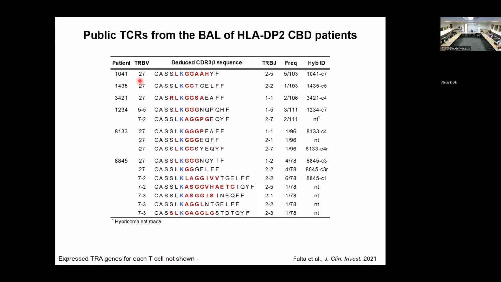For each patient, you have this clone, for example, 1041, that expresses this V beta, this J beta. This is how many times it turned up in our sample and whether we made a hybridoma from it or not. The key point is that within the CDR3 beta, that portion of the receptor that comes into contact with antigen, you have this conserved lysine at this position highlighted in blue. In addition, you have these other amino acids that are sort of repeated.